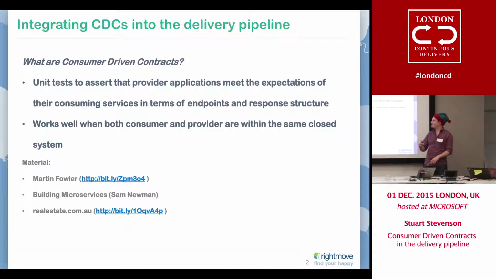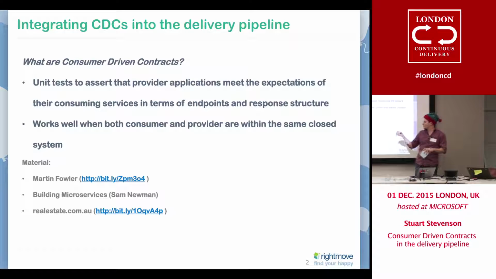I'll just start off with, does anybody not know what a consumer-driven contract is? Cool. It comes up a lot with microservices. We've been moving to microservices since 2014. Think of them as a unit test to assert that provider applications meet the expectations of their consuming services. So you've got a consumer-provider relationship between two services, like a specification for what the API looks like and what structure the data is returned in, and you can use those specifications to automate tests. So it's really good when you own both the consumer and the provider within a closed service.